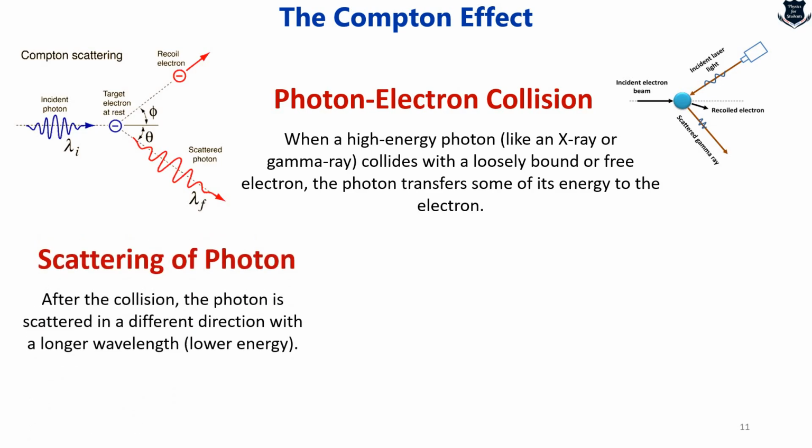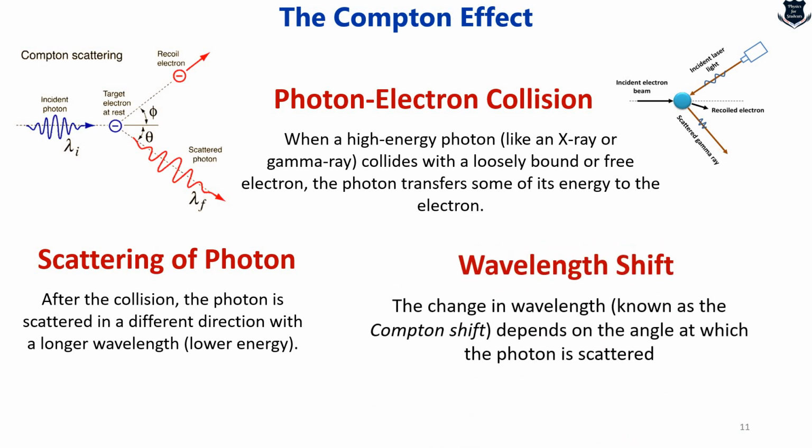Due to this, in step 2 a scattering happens, and after the collision the photon is scattered in different directions with a longer wavelength, which obviously means lower energy. Step number 3 is that when the scattering happens, there is a change in wavelength, called the wavelength shift, and this shift is known as the Compton shift and depends on the angle at which the photon is scattered. So first we shine a high energy photon, it hits an electron and energy is transferred. Once the energy is transferred, there is a scattering of the photon, and this scattering creates a change in the wavelength, which depends on the angle at which the photon is scattered.